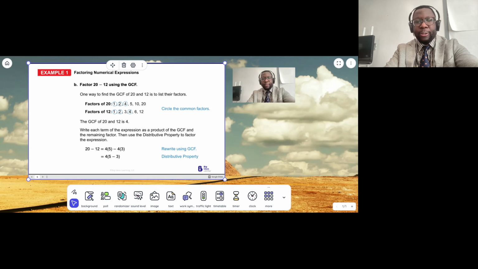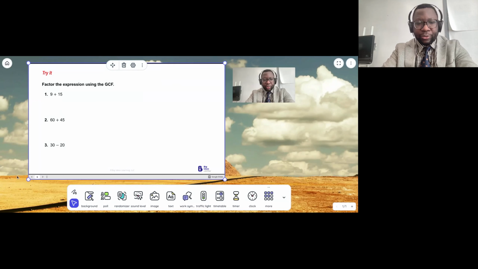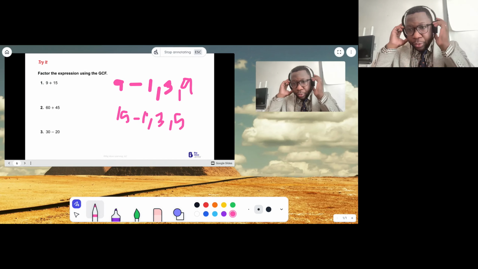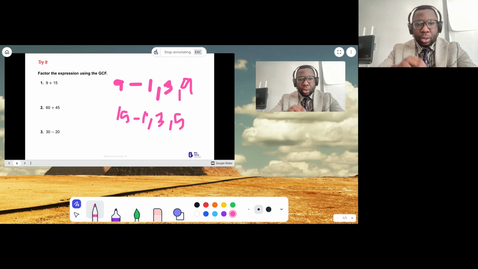Let's actually try this. When we're looking at the following, and we see 9 and 15, what's the greatest common factor for 9 and 15? Looking at this, we see all of the factors for both 9 and 15. The ones they have in common are 1 and 3, but 3 is the greatest common factor. So what does that mean?